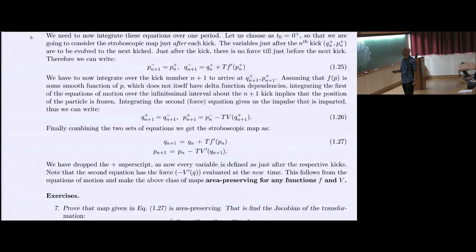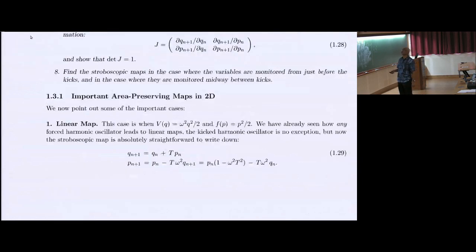So Qn plus 1 is Qn plus the time between the kicks times a function of Pn, the derivative of that function, which is there in the Hamiltonian. This is the free motion part, and this is the impulse. So Pn plus 1 is Pn, and then this is the force, the impulsive force. But it's important that this is the impulsive force at time Qn plus 1. It's not a typo: this is Qn, Pn, and this is Qn plus 1. Only if that's the case, and that's how it comes out in your derivation, is it an area preserving map. So you can prove that it's an area preserving map.